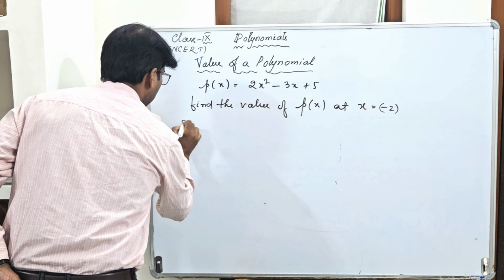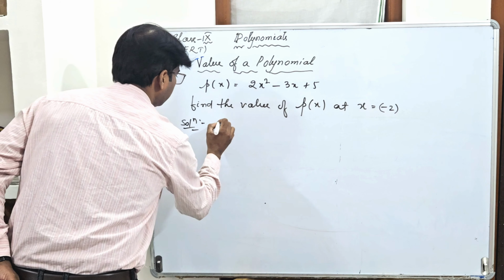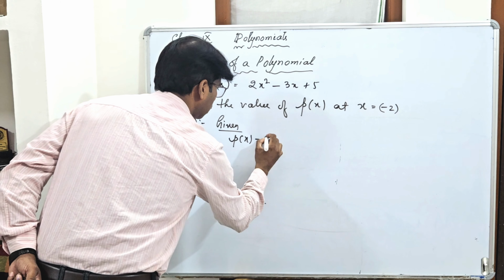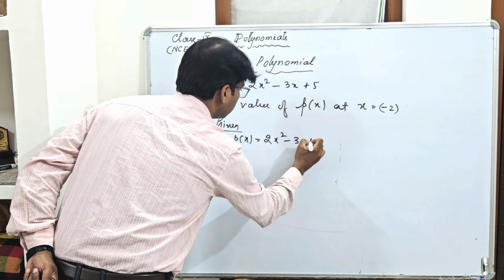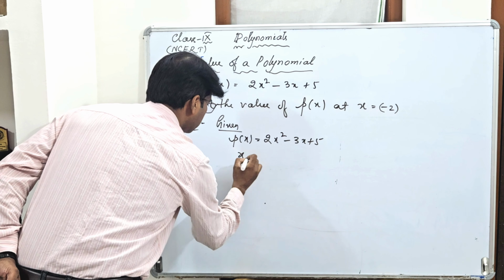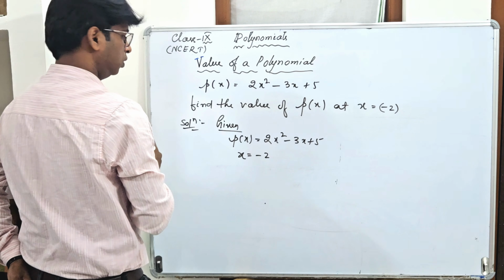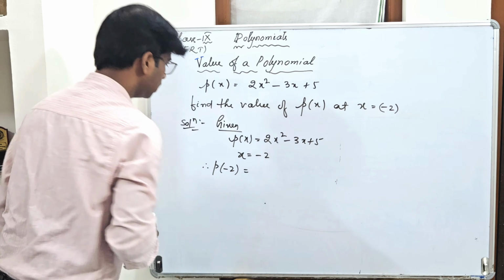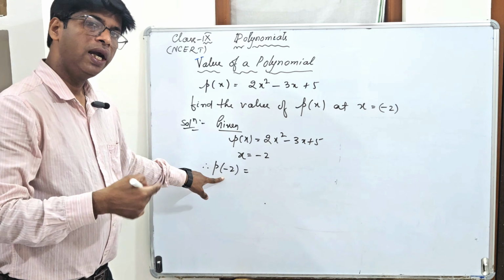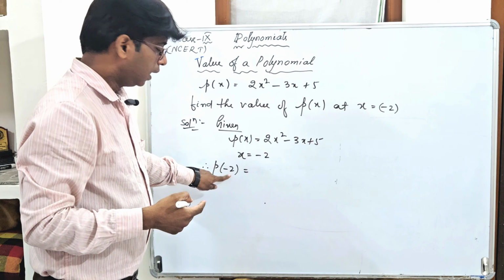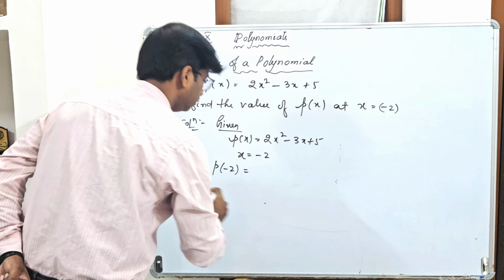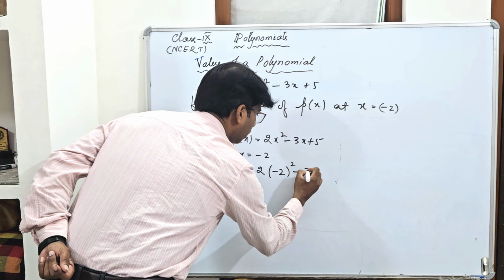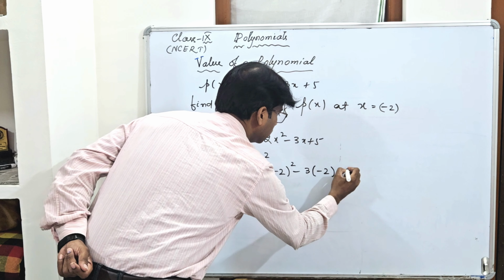So the solution part will be how? So here, given p of x is equal to 2x square minus 3x plus 5, and x is equal to how much it is given? Minus 2. Therefore, p of minus 2, if I write like this, then that represents what? I will be finding the value of this polynomial at x is equal to minus 2. So let us find out. So 2 into (minus 2) whole square, then minus 3 into (minus 2), then plus 5.